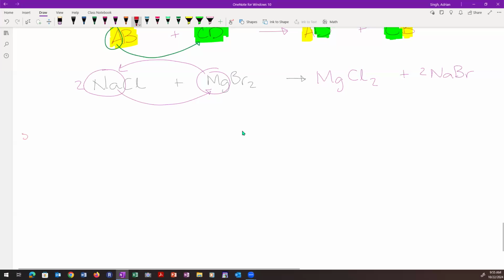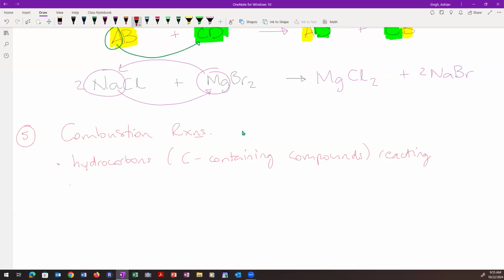The fifth one we're going to take a look at is one we've seen previously, and these are known as combustion reactions. Okay, and in a combustion reaction, typically what we have are hydrocarbons, which mainly are carbon-containing compounds, reacting with oxygen, O2, to produce carbon dioxide and water vapor.